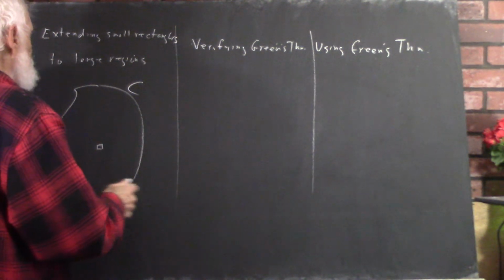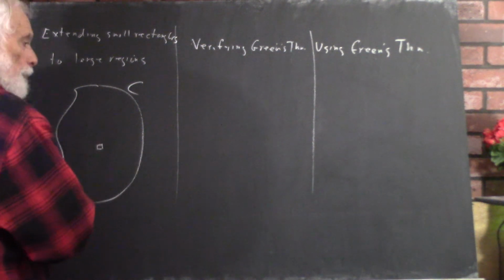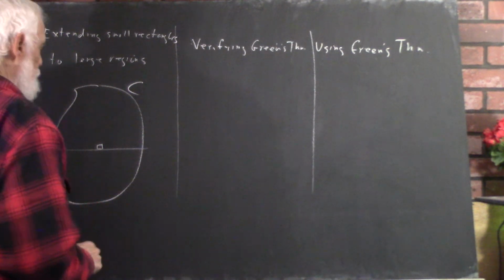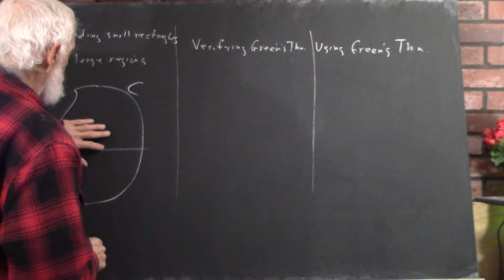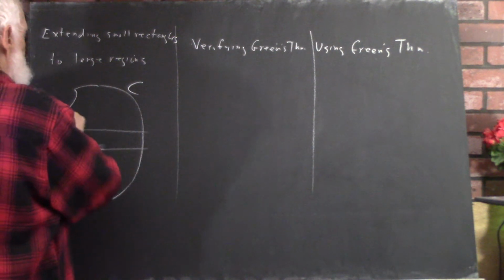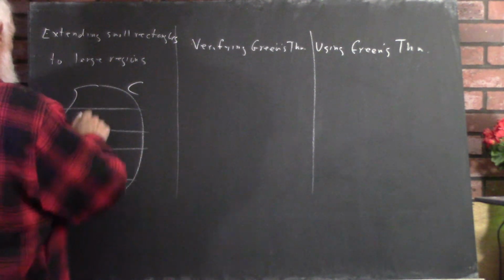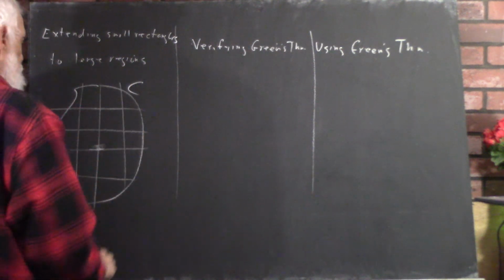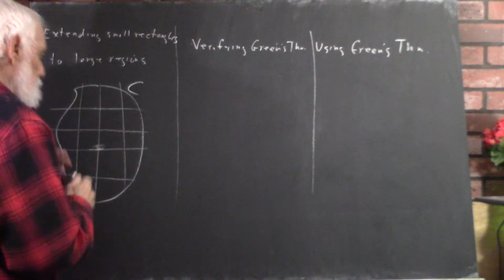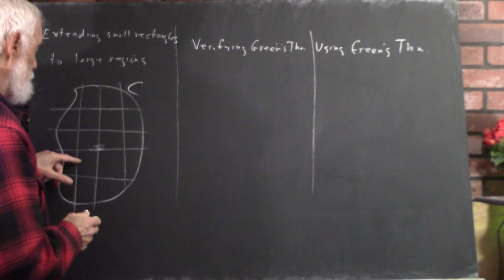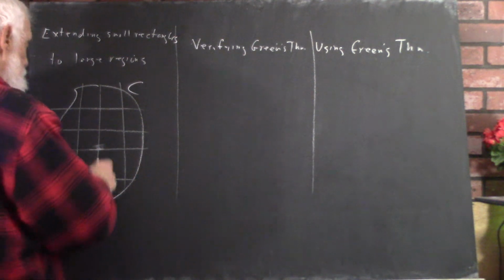Okay, so what do we do? Well, here's a typical small rectangle. The same thing is going to be true for any rectangle, and that's too small for me to label. So let me do some bigger small rectangles. Okay, so we have interior rectangles, like this one.